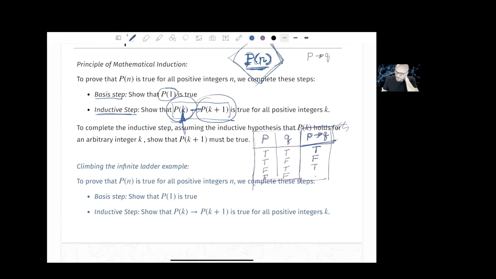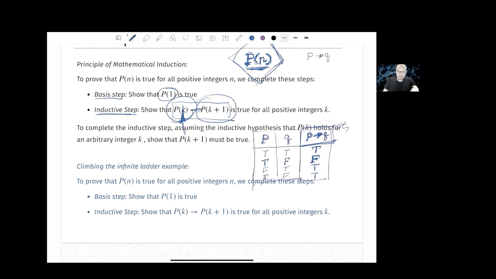Notice that it's only false in one case. It's only false when the antecedent is true and the consequent is false. Maybe I'm throwing terms again, it's not that important. In P implies Q, P is called the antecedent and Q is called the consequent, but the terms themselves are not important. What's important is that in the implication, I get the entry false only when P is true and Q is false. Otherwise, it's true.